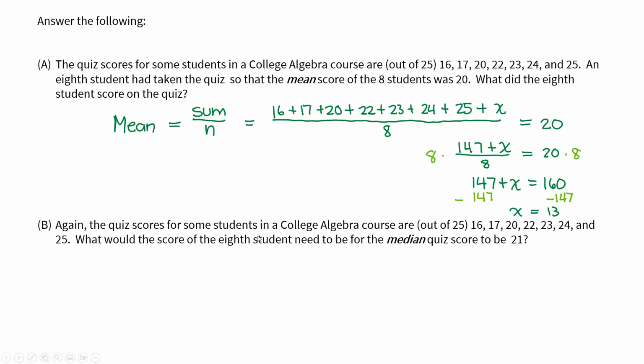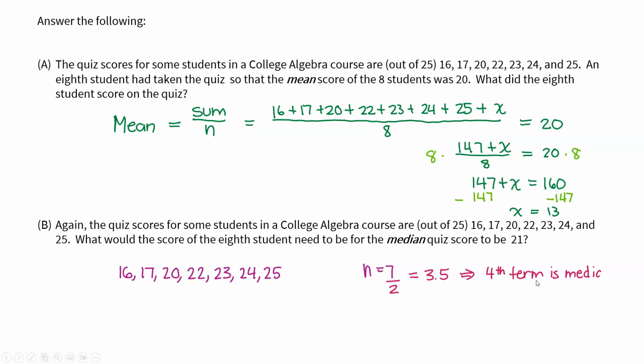On the other hand, you have the same thing here, except now you're being asked what the 8th student scored in order to get a median quiz score of 21. This is the type of thing that I've seen in Keystone exams as well. This is a slightly more difficult one because there's a lot of logic going along with it. Looking at the numbers you have listed, currently there are 7 values in this list, and if you divide that by 2, you get 3.5, which means the 4th term is the median. So right now, the 4th term, or 22, is the current median.